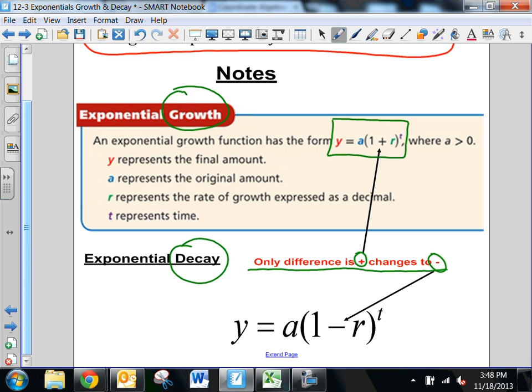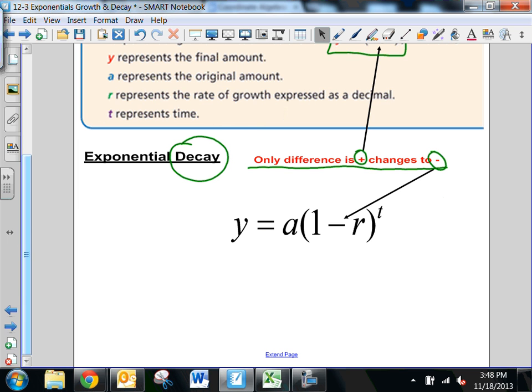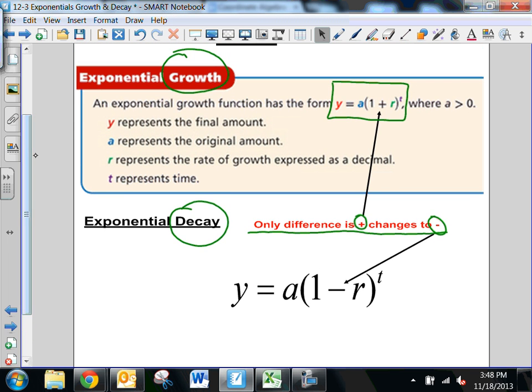Obviously, it's pretty simple to think that when something's growing, it's plus. If it's decaying, it's going to be a minus. This is similar to what we did yesterday, but it is not exactly the same, so don't necessarily put what we did yesterday together with what we're doing today.